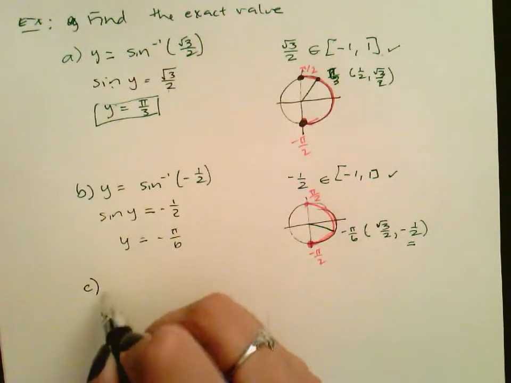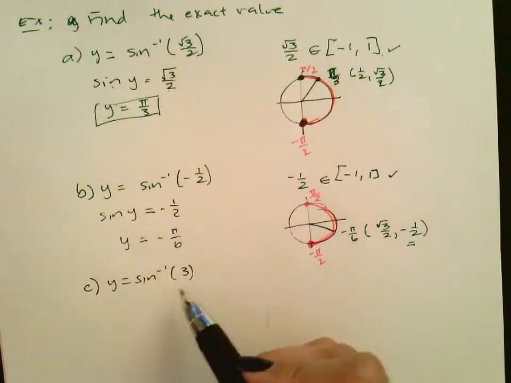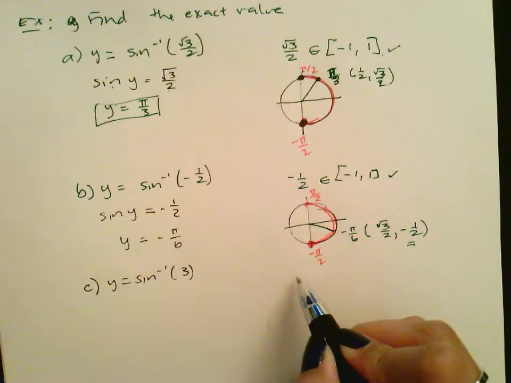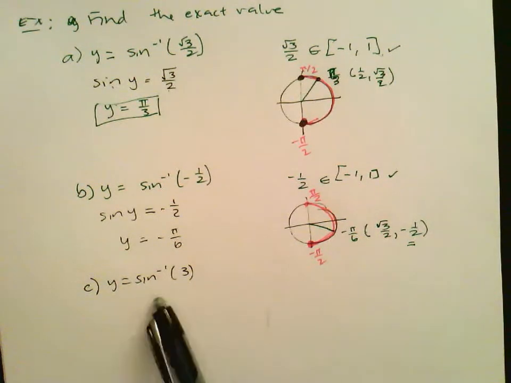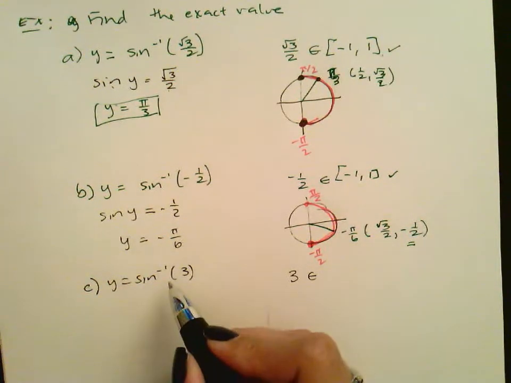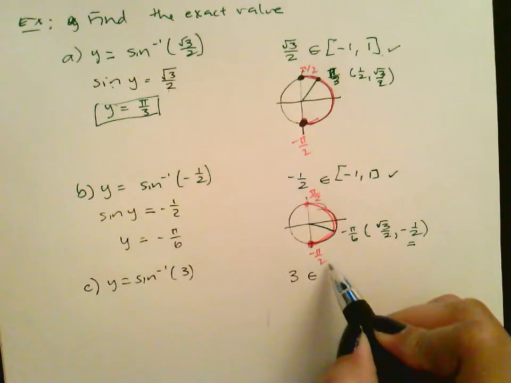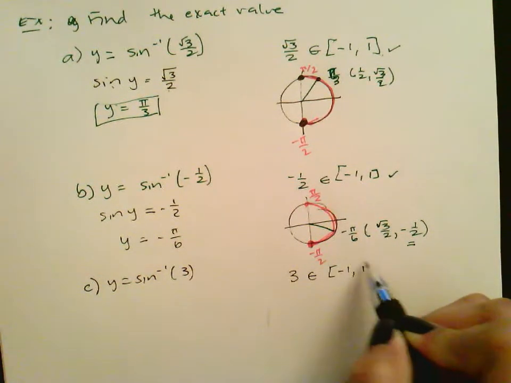So the next one is y equals sine inverse of 3. So we want to check our restriction. That's always going to be the first step, checking our restriction. So let's go ahead and check to see if 3 is within the restriction of the inputs for sine inverse. Input for sine inverse is what sine oscillates between. It oscillates between -1 to 1.